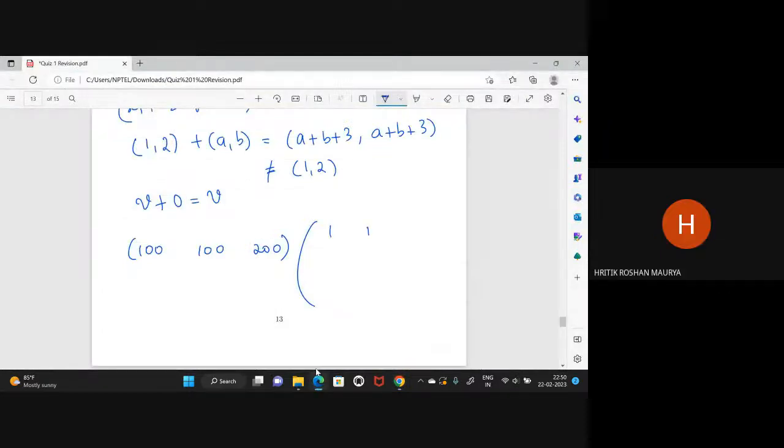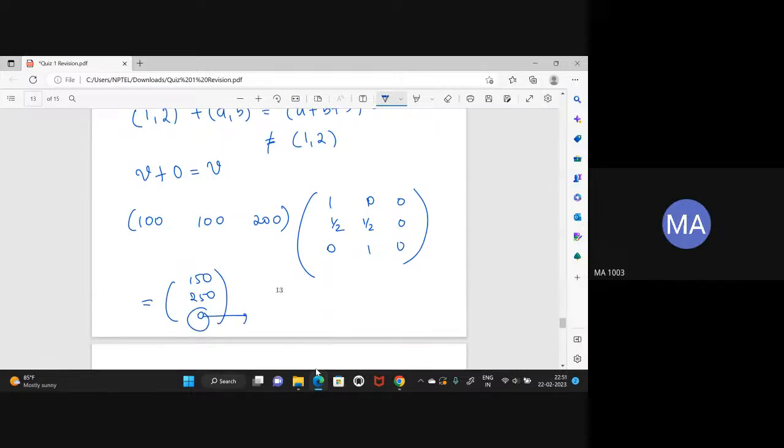Half of 0, and we will get 150, 250, 0 as a result. One star rating, that's the part of it. The dimension of vectors is found. Okay, so there is nothing with RR. Ma'am, 0 is small RR.